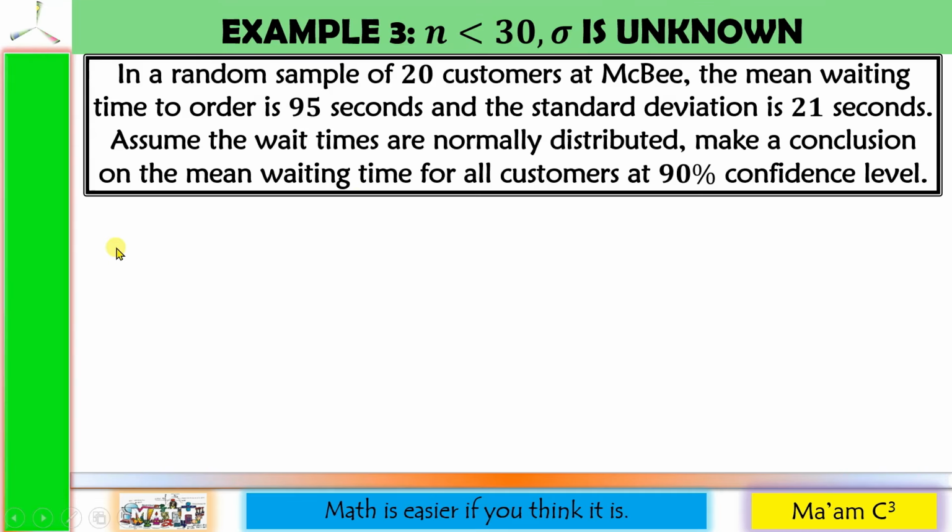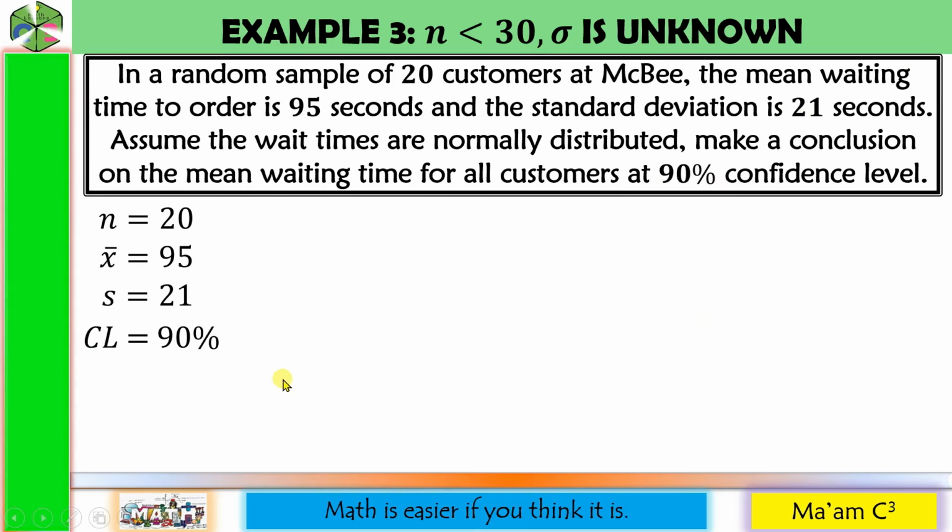So again, let us have our givens first. We have a random sample of 20, so n is equal to 20. And the mean waiting time to order of the sample is 95 seconds. So x bar is equal to 95. And the standard deviation of the sample is 21. We are asked to construct a confidence interval at a 90% confidence level. This is an example of sample size less than 30 and the population standard deviation is unknown, but the distribution is normal. In this case, we are going to make use of the t-distribution.